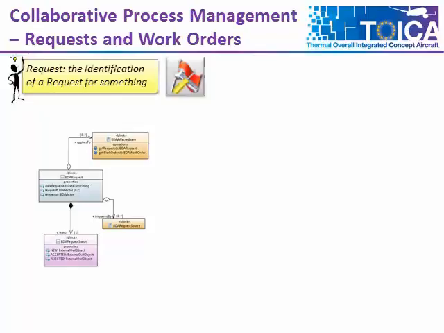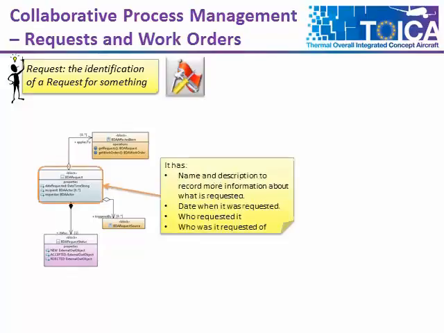The first object in the collaborative process management is a request. All these objects are very closely aligned to the objects in the PLCS standard AP239. So a request is the identification of a request for something. A request has a name and a description for more explanation about what is requested. It can have a date for when it was requested, who requested it, and who it was requested of, i.e. the recipient and the requester.